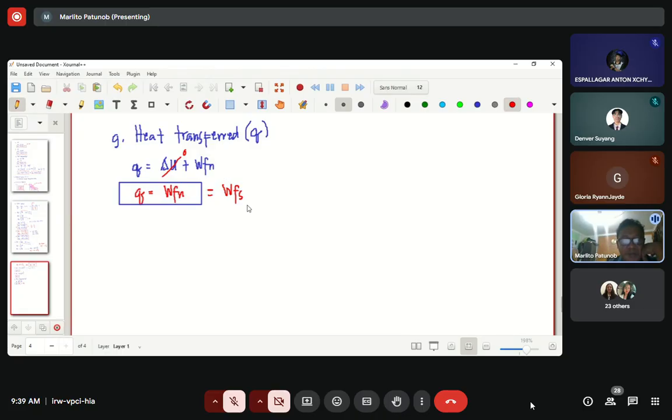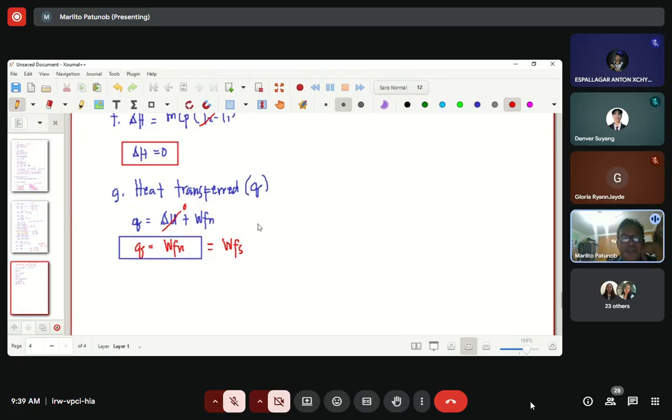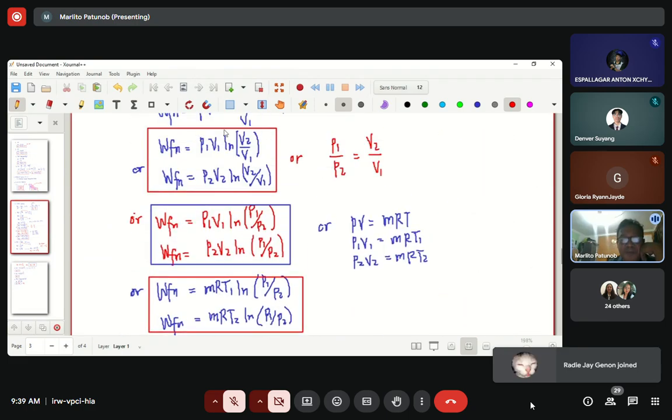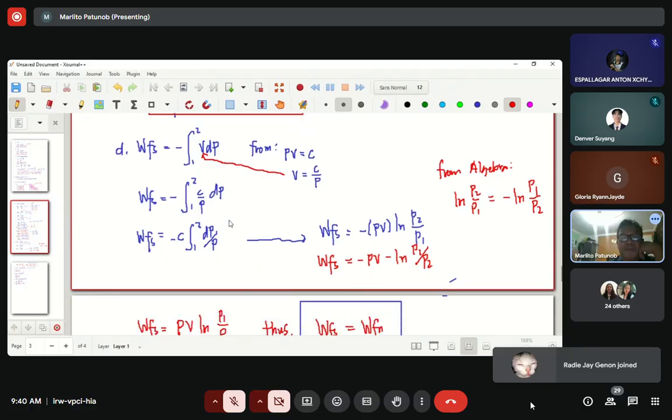Okay. So I think no need to rewrite the formulas, because they are the same. Just refer to these formulas. Go back to them, no?